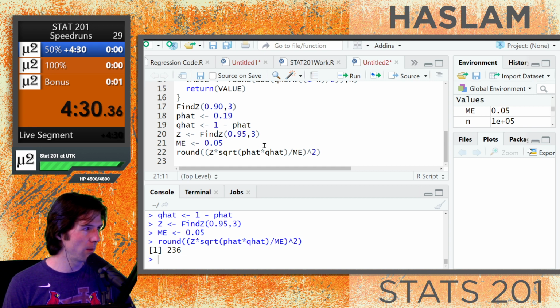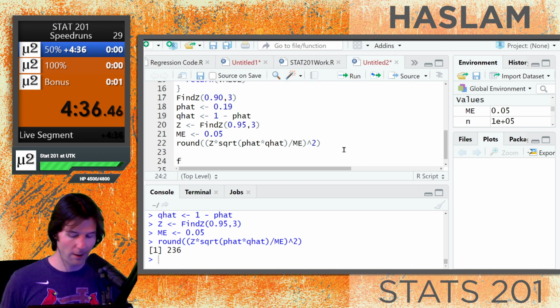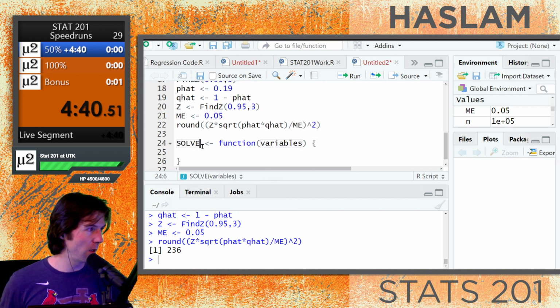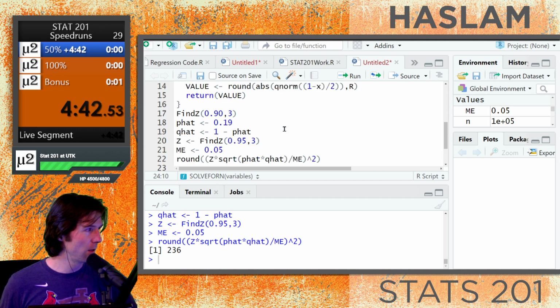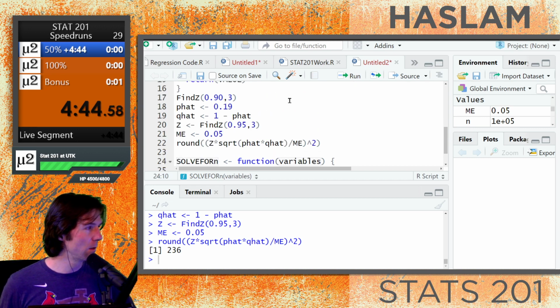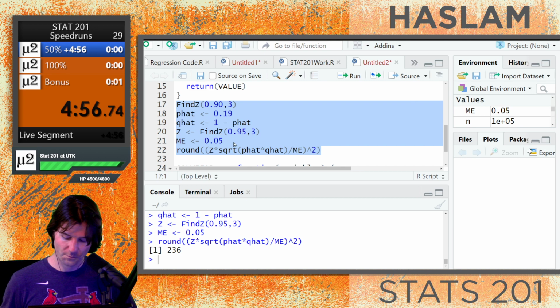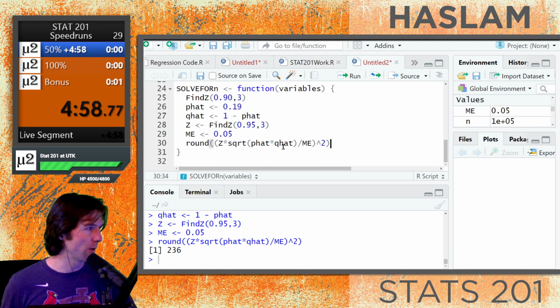So let me think right here real quick. So we don't need this. Okay, let me go, I'm going to do one thing. This is Brian having a little fun with this. Solve for n, lowercase n, because it's notation. And we got the find z function. Let's put a function inside of a function. And so let's grab all of our code, drop it inside of here.